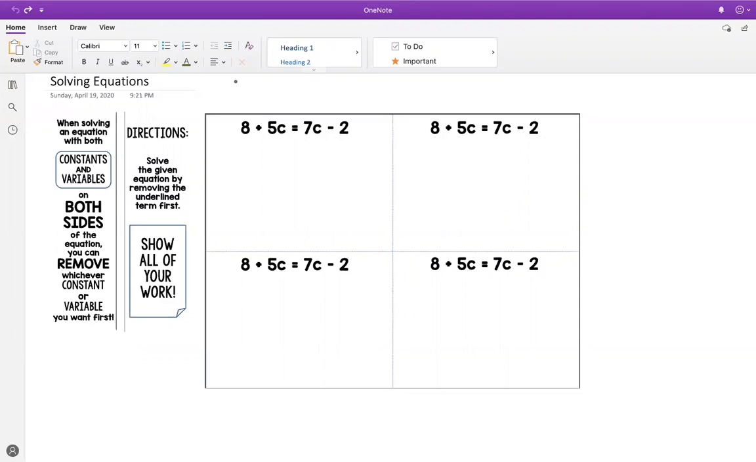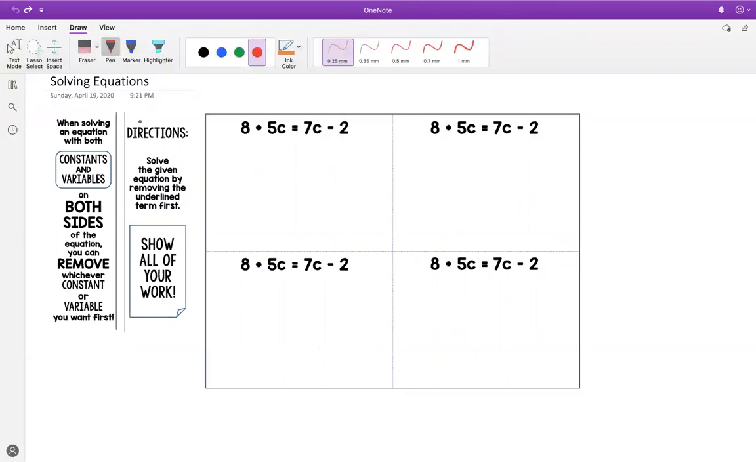Okay, so this one is just a skill that a lot of y'all don't necessarily have issues with, but it's just a good skill to practice on. So what we're going to be doing is we're going to be solving equations with both constants and variables on both sides of the equation.